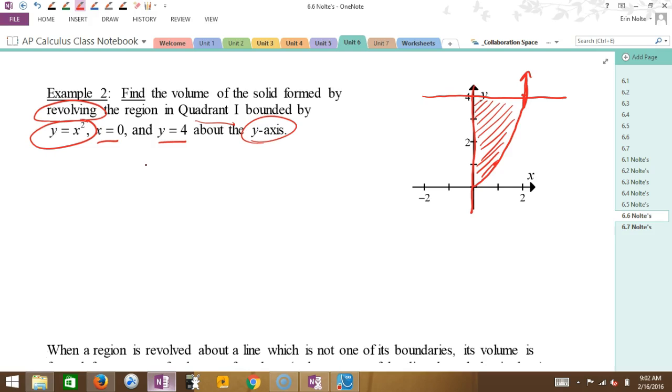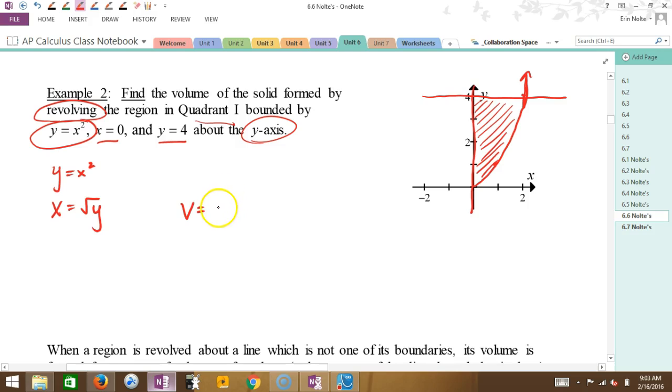Okay, so the first thing that I need to do is take my equation, y is equal to x squared, and rewrite it so that it's set equal to x, in terms of y. So how would you solve that for x? Square root it. So x would just be the square root of y, and I don't need a plus or minus version, I only need that right-hand side. Okay, so now I'm ready to set up my integral.